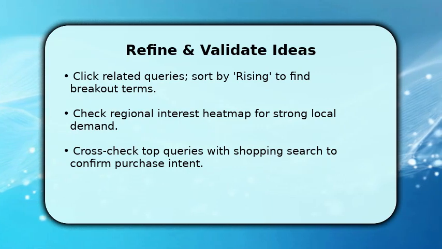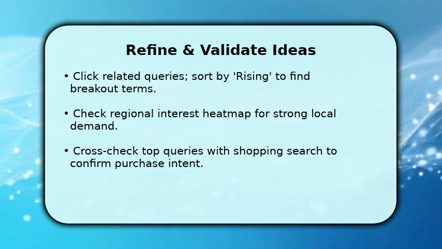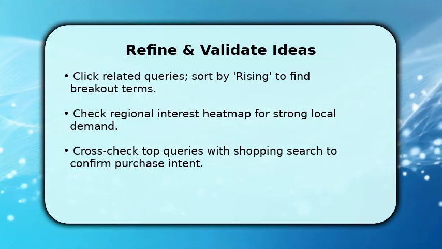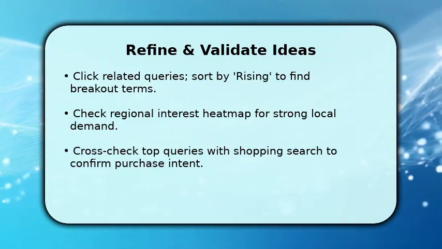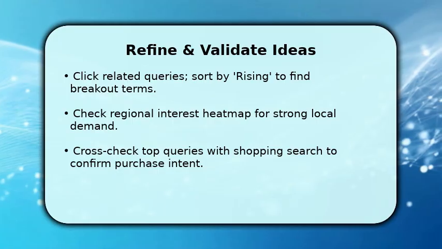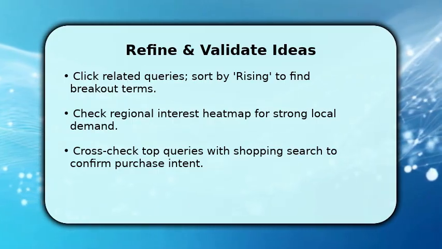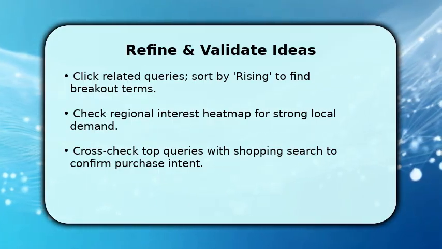Next, you refine ideas by clicking related queries and sorting by rising to capture breakout search terms. This shows what people suddenly want. Then inspect the regional interest heat map so you know where to prioritize marketing and shipping.